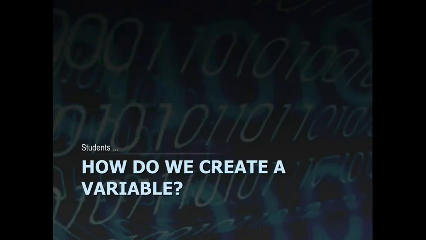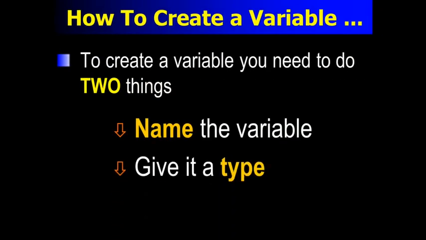Okay. So, how do I do this? Well, in computer science, it's done through code. So you're going to write code to create the variables. And the way you write code is specific, just like anything in code. It has a specific format. So to create a variable in code, you need to do two things.